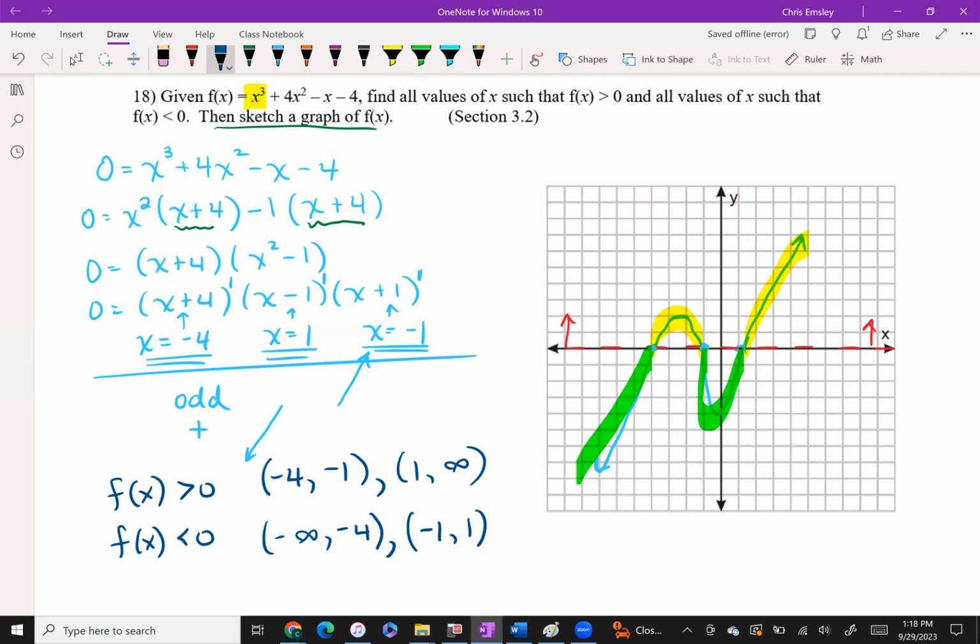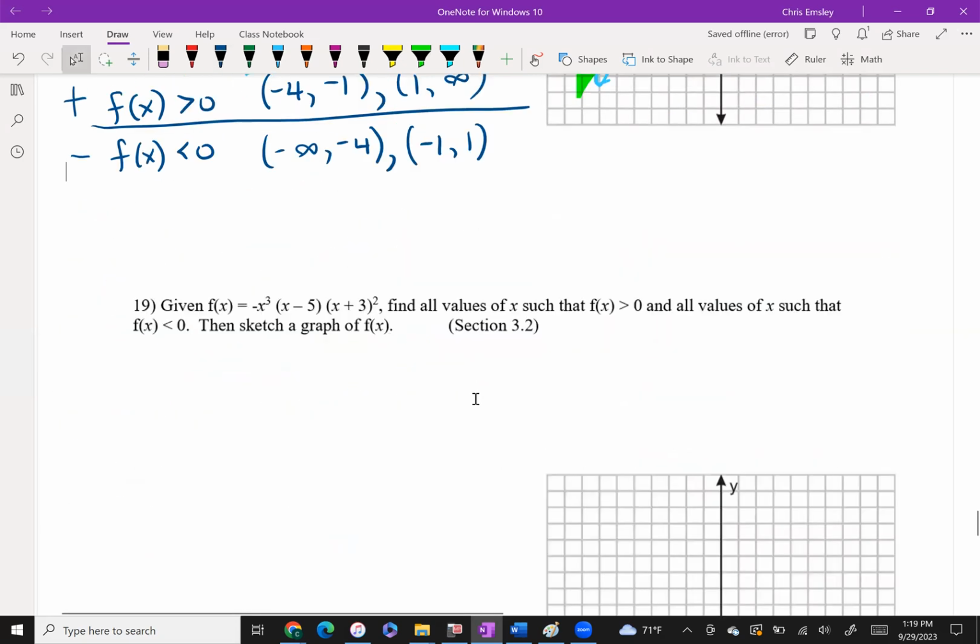Some things to check for. You should never have the same interval in both of these answers because something cannot be both positive and negative at the same time. So you wouldn't have -4, -1 on both of these lists. Another thing to look for is that the values that begin and end your intervals should always be your x-intercepts, because that's going to be the point where we change signs.